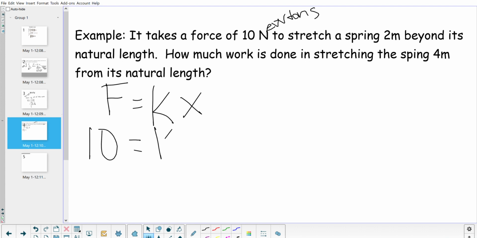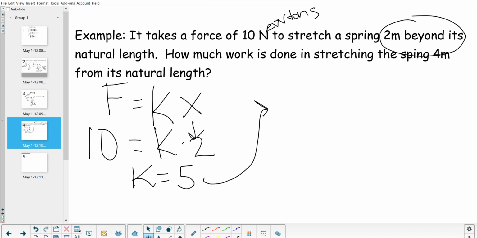So what they haven't given us is k. So this is 2 because it's 2 meters beyond its natural length. So 10 divided by 2 means k is equal to 5. Well, we're going to take that and use it to find out how much work is done to go 4 meters from its natural length. So you start off at 0 meters from its natural length, and you're going to go all the way to 4 meters from its natural length.